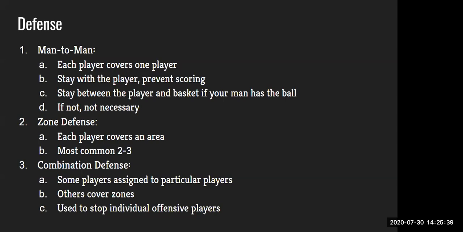Then there is zone defense. On one half of the court, there are zones, each of which is assigned to players. The most common is 2-3. You'll see two players standing close to the basket, under it, and three players standing on the free throw line. It's like a perimeter of the restricted area. So they stand like that.